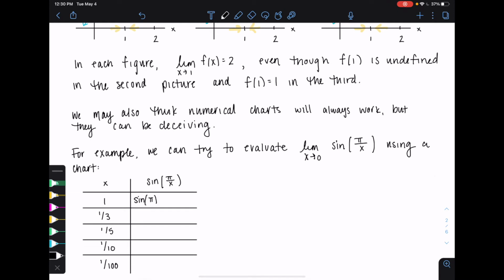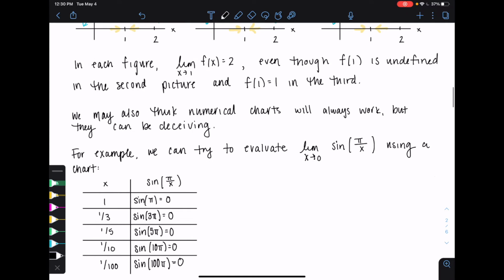This would be pi divided by 1, so sine of pi, which is 0. If I divide by a fraction, remember it's multiplying by the reciprocal. So this would become sine of 3 pi, also 0. This would be sine of 5 pi, which is 0. Sine of 10 pi, also 0. Sine of 100 pi, also 0. So it really seems like my limit is going to be 0, but that's not actually the case here.